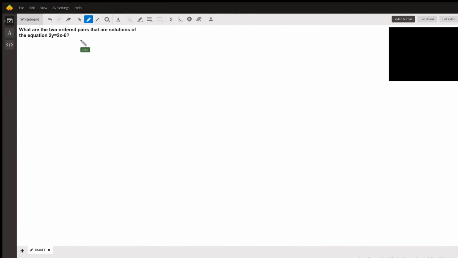All right, so an ordered pair that is a solution to this equation is any point (x, y) that makes this a true statement. And so we can identify an ordered pair by picking a value for either x or y and then plugging it in to see what the other one has to be to make it true. So for example, let's take x is equal to 2.